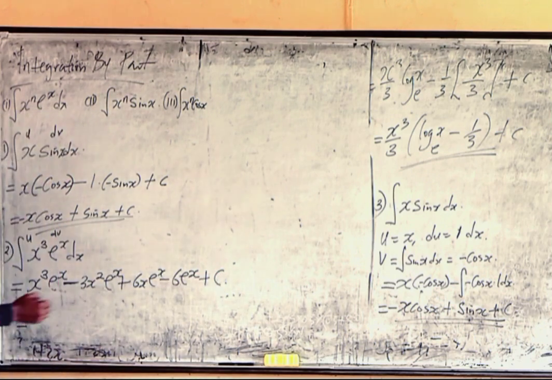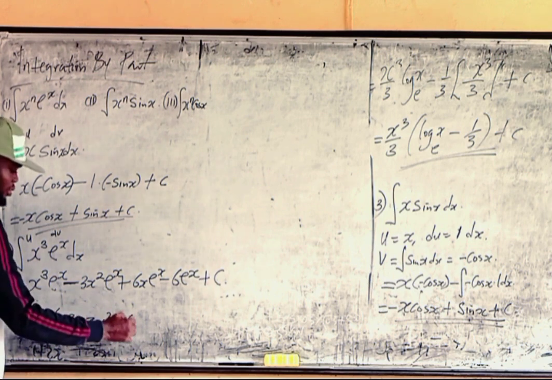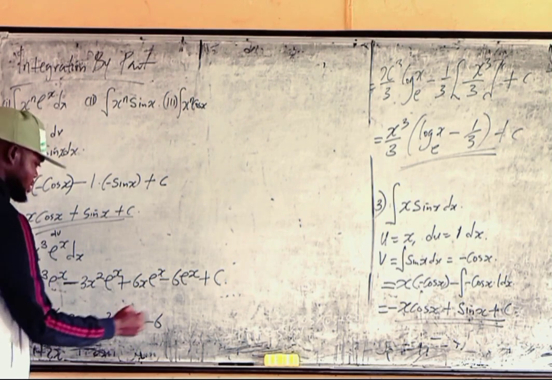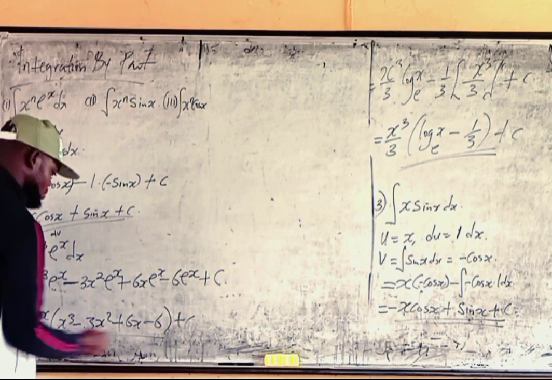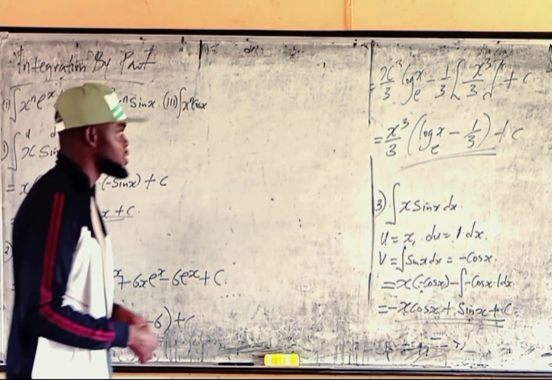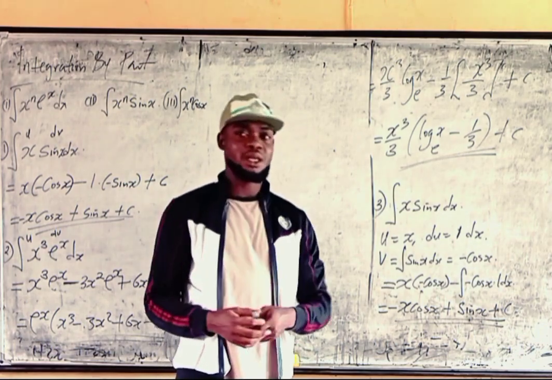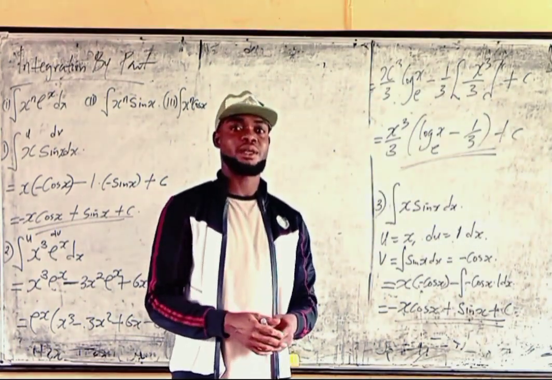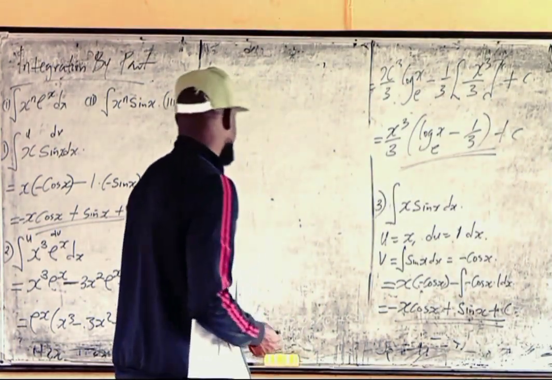That is the end. So exponential x is common. Move out exponential x. You have x cubed minus 3x squared plus 6x minus 6 plus c. That's what we're going to have as our final answer. So you have the opportunity to review it again, check it again, over and over again to get it properly.